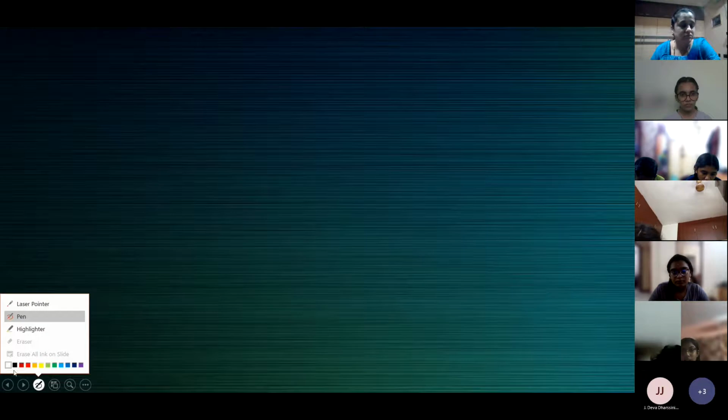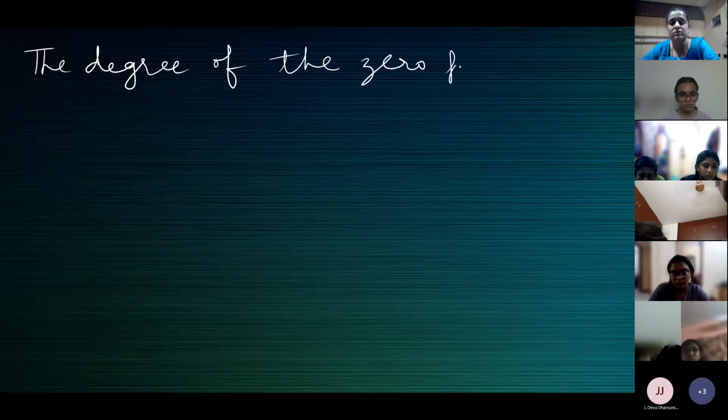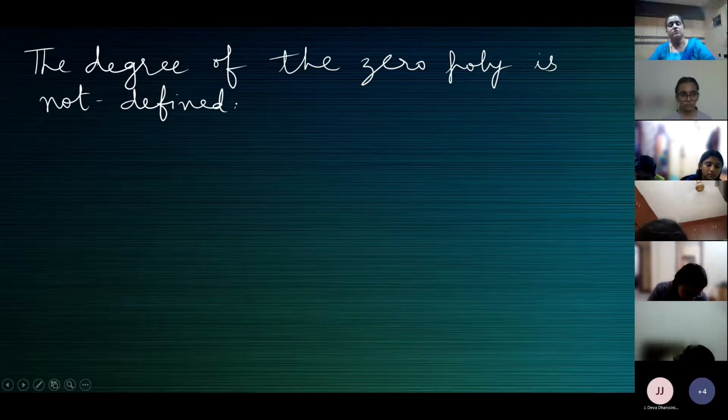All right. So now the degree of the 0 polynomial is not defined. This is the conclusion. The degree of the zero polynomial is not defined.